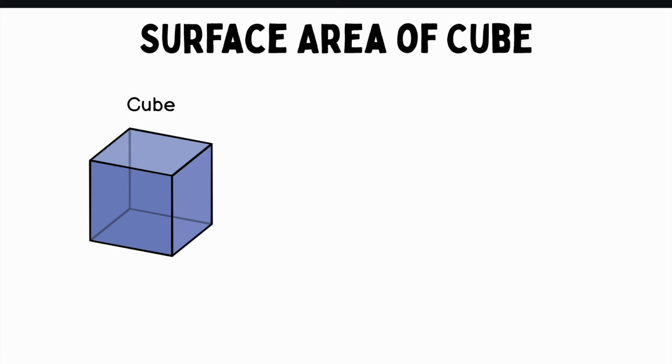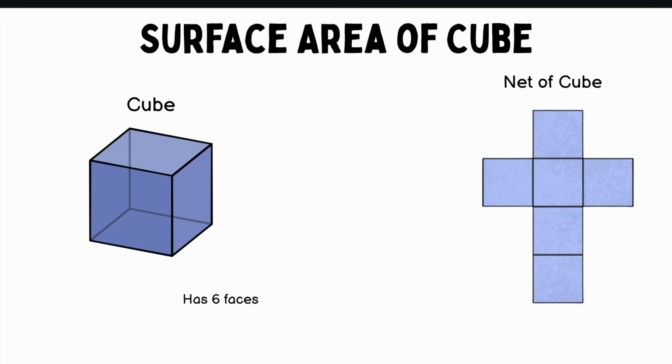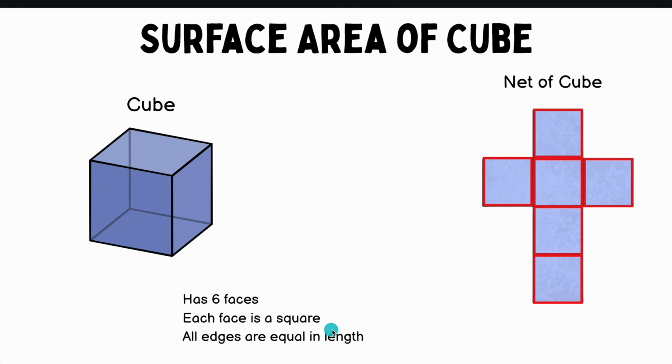Here we have a cube. A cube is three-dimensional. It has 6 faces. We can see the 6 faces by looking at a net of a cube. Let's count the faces. 1, 2, 3, 4, 5, 6. Each face is a square. We have 6 squares. All edges or sides are equal in length.